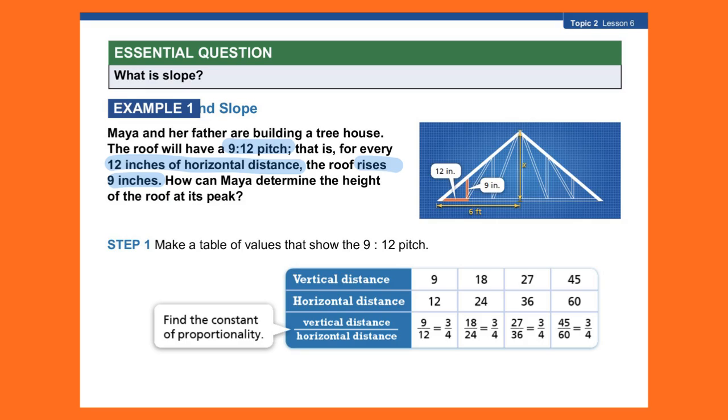So here we have the vertical distance as the top row, the horizontal distance as your bottom row. When you divide, you're going to notice that you have the same answer every time. Now last year, that was called your constant of proportionality. And we did that by always taking the change in y over the change in x.